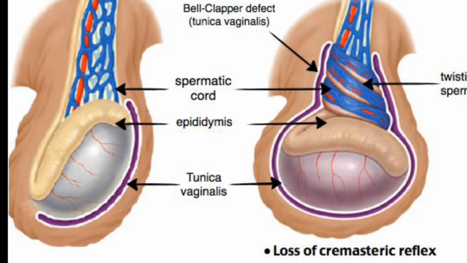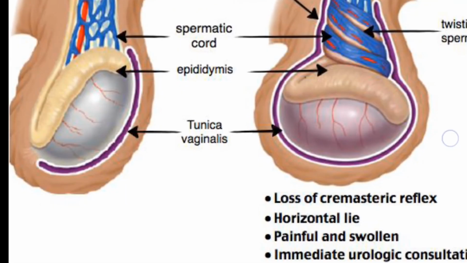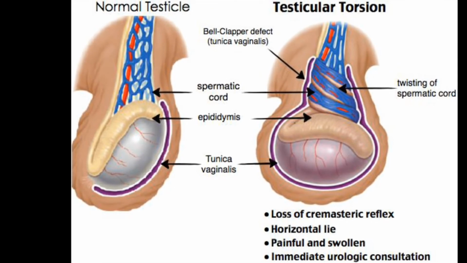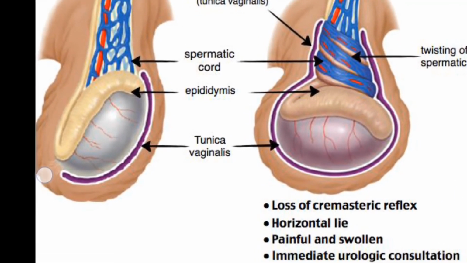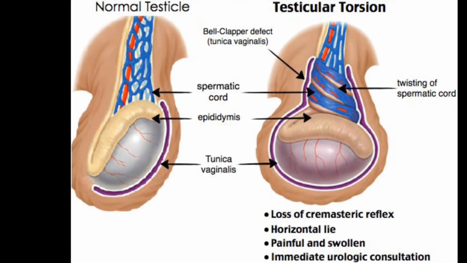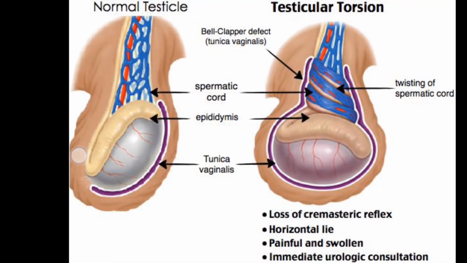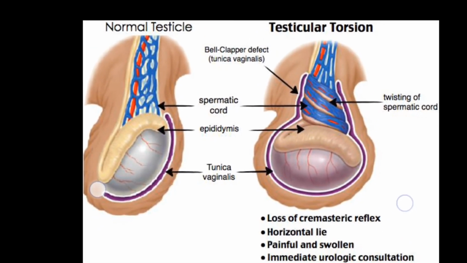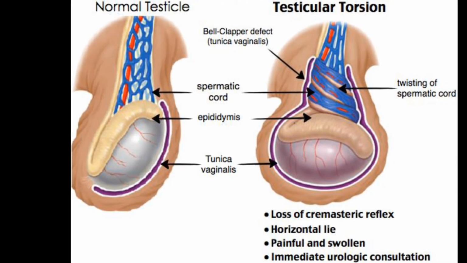It commonly affects young people and children, and is accompanied by severe pain. There are some clinical features. There is the loss of cremasteric reflex and a horizontal lie. So the testis is lying in the horizontal plane in testicular torsion, and in a normal testis it is lying almost straight. In testicular torsion, it is accompanied by severe pain, swelling, and needs immediate urologic consultation. So this is all about the applied anatomy of the testis.